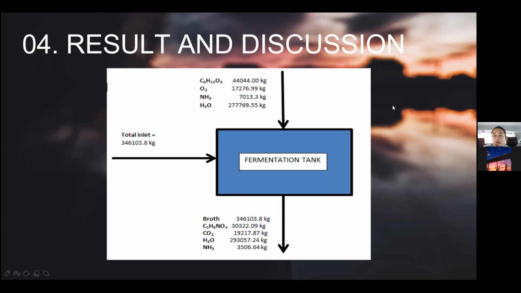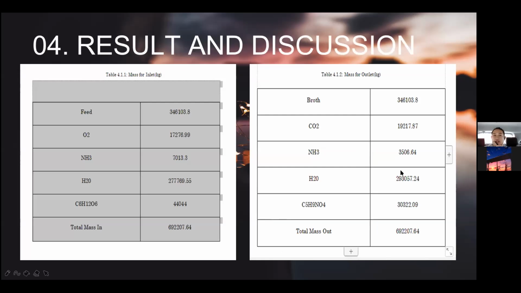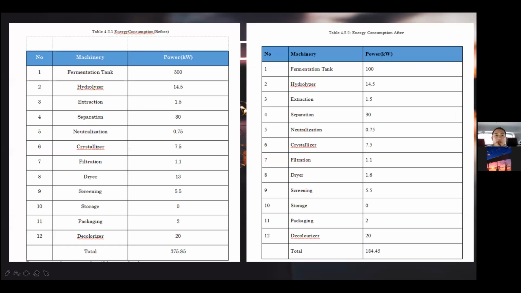So basically, this is the discussion for the mass inlet and mass outlet for the fermentation tank. As you can see, the total mass in is equal to the total mass out for the fermentation tank. So I can conclude that the mass in is equal to the mass out for these processes. So next, I will talk about the energy consumption before and after for the whole processes.